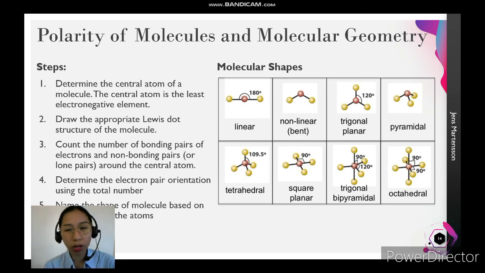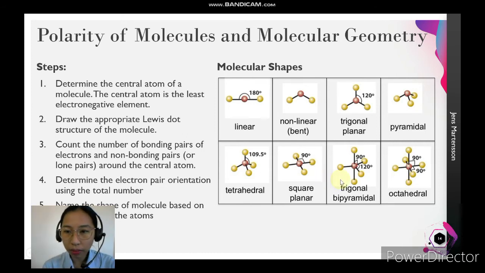Okay, most of the time the four terminal atoms here, the yellow molecules, are all the same molecules. That is why it is square planar, with the same molecules, the same atoms. That is why it has a square planar orientation.